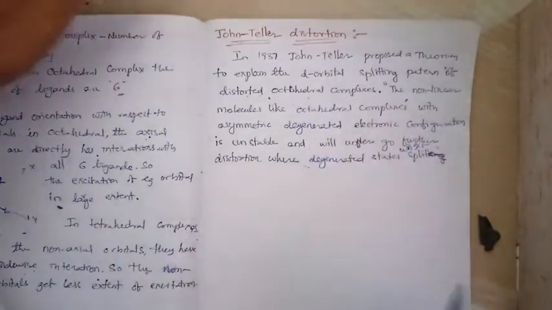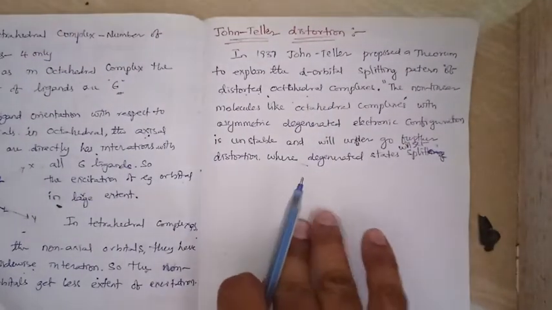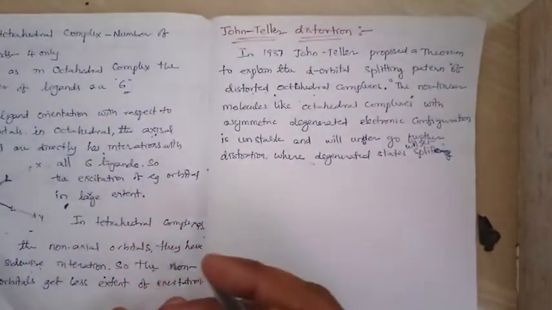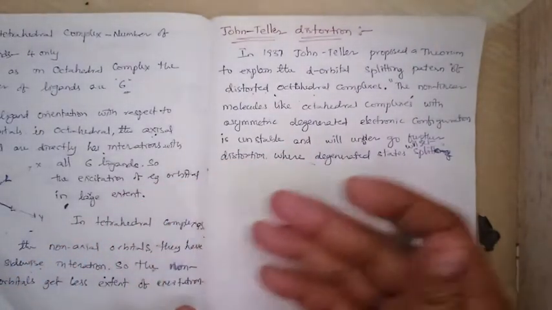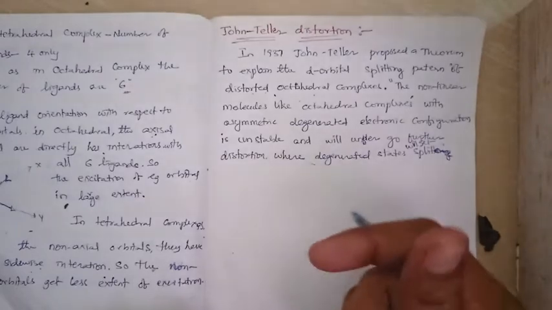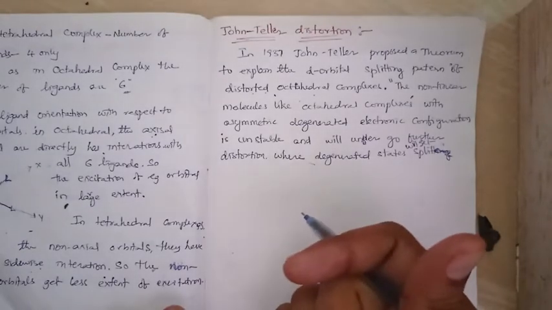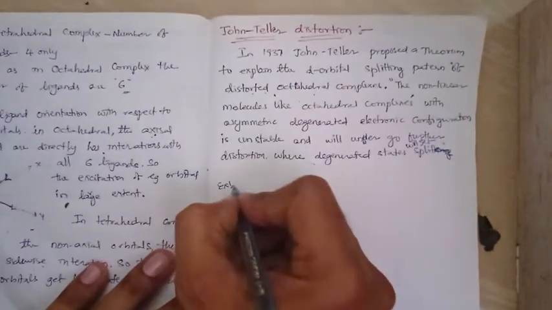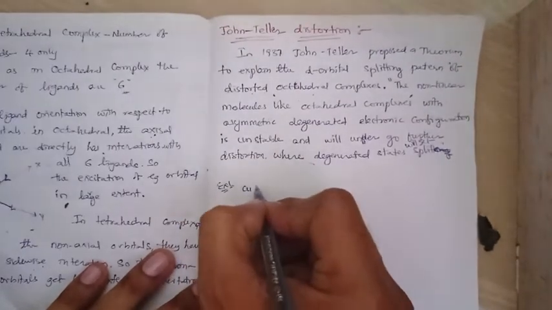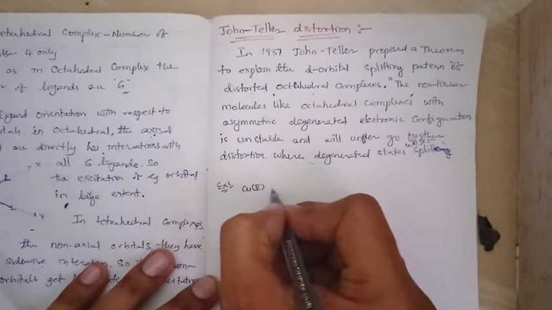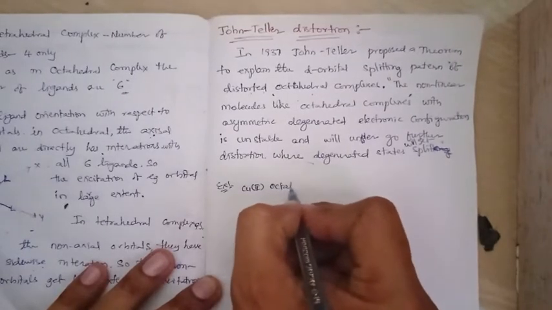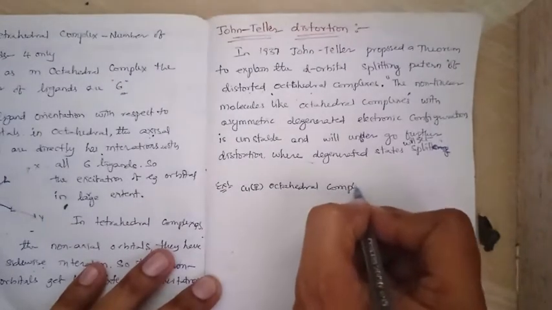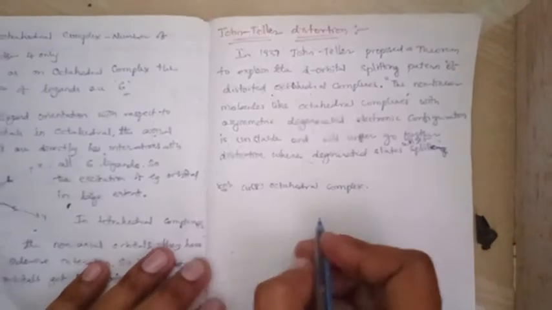That is the Jahn-Teller theory. Let us go with one example, with which we can explain the exact theory and the exact splitting pattern. Here we will take the copper(II) octahedral complex.